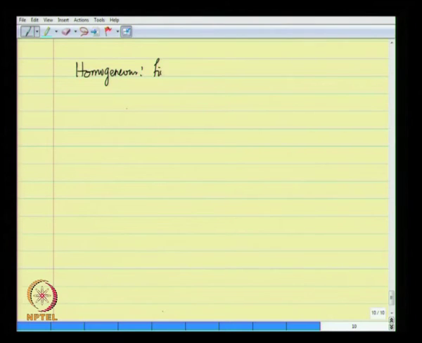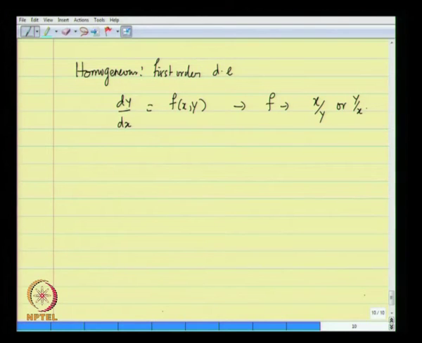First order DE. They are again of the form dy by dx is equal to f of x comma y, except that the function f will not depend on either x or y, but the ratio x by y or y by x as the only clearly dependent quantity. Okay. So, it is dy by dx is either f 1 of x by y or f 2 of y by x.